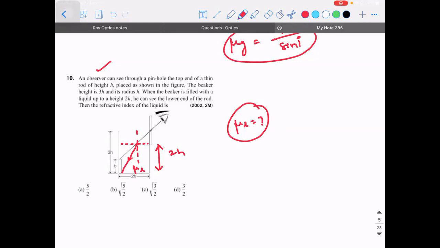Sir, real depth by apparent depth, I'm assuming. Is there any other way? See, generally we use real depth by apparent depth when you see from the top. Yes, apparent depth, when viewed at right angles, yes, when you view it from top. But in the big level.